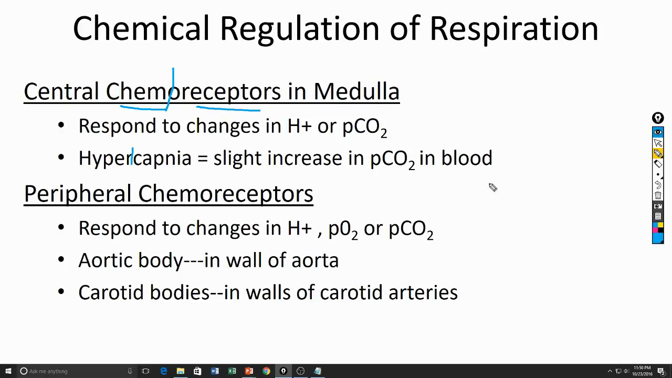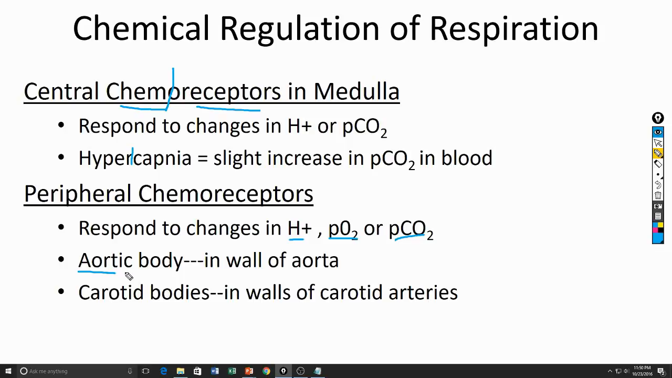All right, so as I said, we have peripheral as well. Peripheral deals with areas outside or away from the central nervous system. Same thing, they respond to hydrogen, CO2, and in this case oxygen as well, and they're located in the aortic body, in the aorta. For those who are drawing a blank, the aorta is of course the main artery coming off of the heart, the big artery that everything splits off of. We'll talk about this much more later.